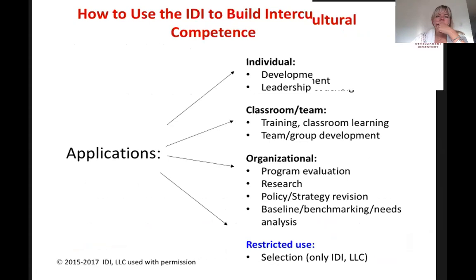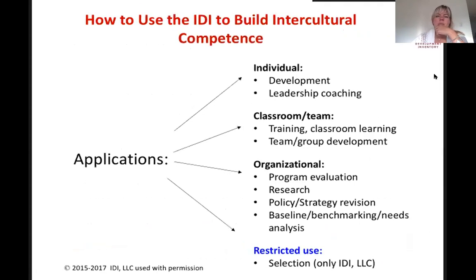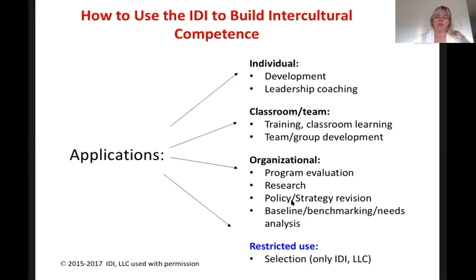Okay, so it's really important to point out here that there's a wide range of uses of the IDI. It can be used for the development of intercultural competence, but it's worth noting the IDI is authorized use only. So you have to be a qualified administrator if you wish to introduce it into your organization.